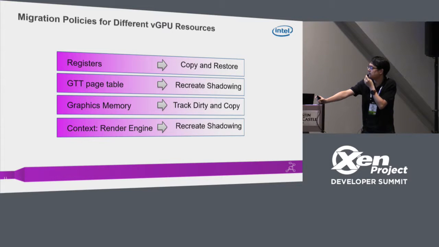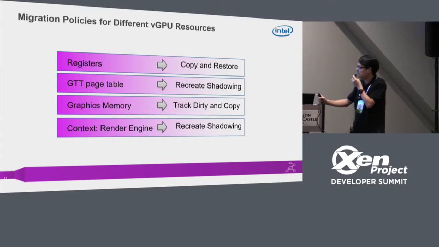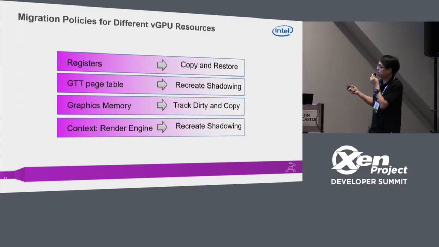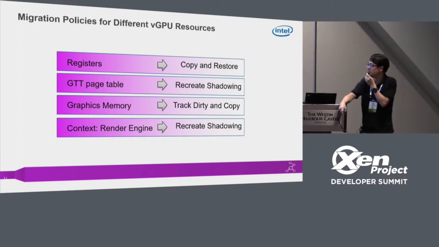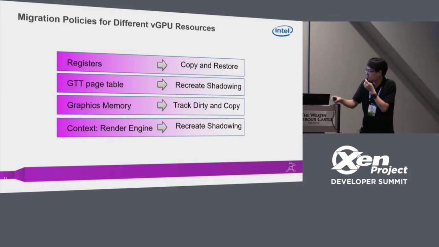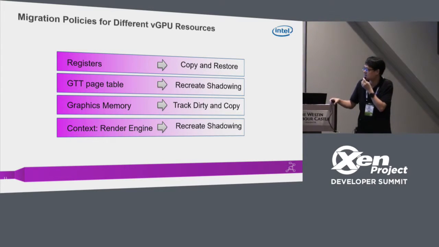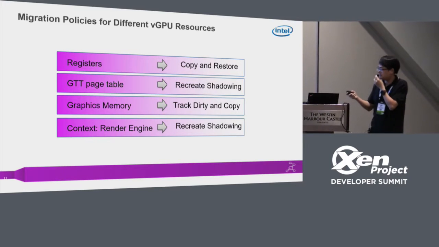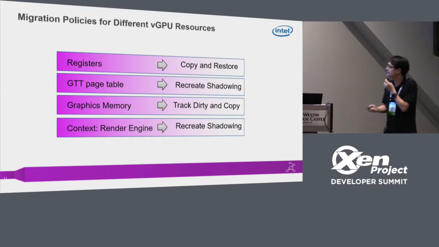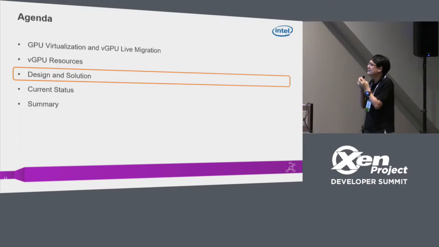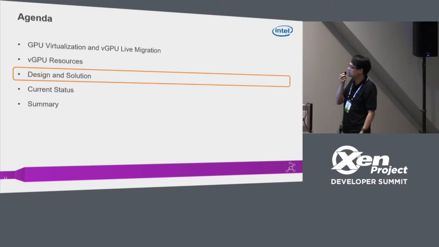The last thing is the contents of the render engine. These we also do in a very similar way: we create the scheduler in the target site. Why could the render engine be as simple as graphic memories? We can keep this question, and in the later slides we will introduce why we can simply do what we do for graphic memories to migrate the render engine status. So here comes our design and the solutions.